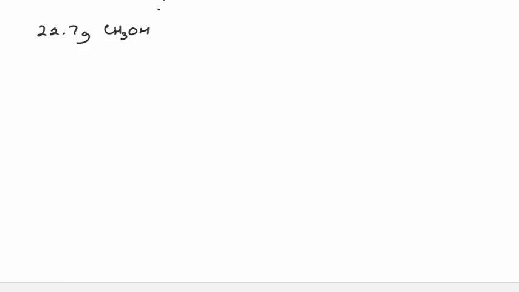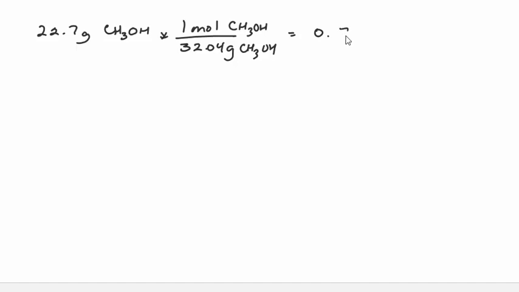We're going to calculate the molar mass. So 1 mole of methanol has a mass of 32.04 grams of methanol. And so I have 0.708489, and that's moles of methanol. I'm leaving that in my calculator in order not to introduce any rounding error.